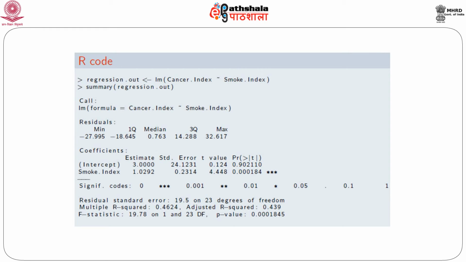So, from the R output, we can see that corresponding to smoke index, the slope is 1.0292 and the intercept is 3. We are also given the corresponding standard error, t value and the p values. If we look at the p value corresponding to smoke, at a level of significance alpha equals 0.05, we can reject the null hypothesis that smoke is an insignificant predictor for cancer. So, including smoke in the linear regression model completely makes sense.